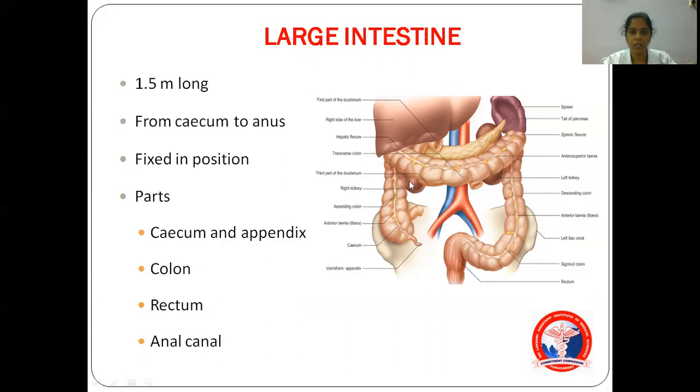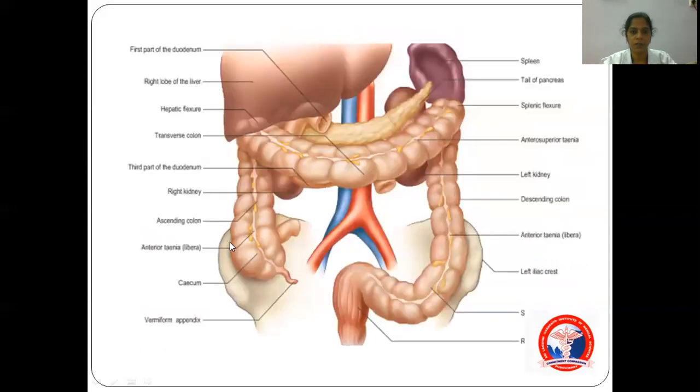The ascending colon, transverse colon and descending colon are collectively called the colon. Here is the rectum and anal canal. So in this class, we are going to discuss in detail the cecum and appendix. In this picture also, you can see the large intestine.